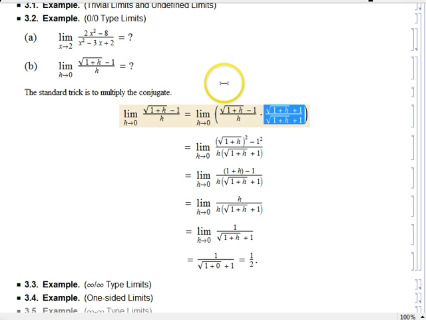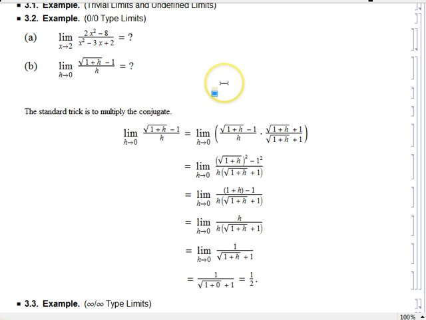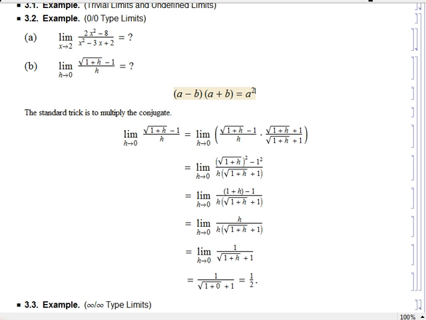Then what do we have? Please remember this factorization formula: a minus b times a plus b equals a squared minus b squared, and that's being used here. If I square the square root, then the square root will go away, so the numerator became much simpler.